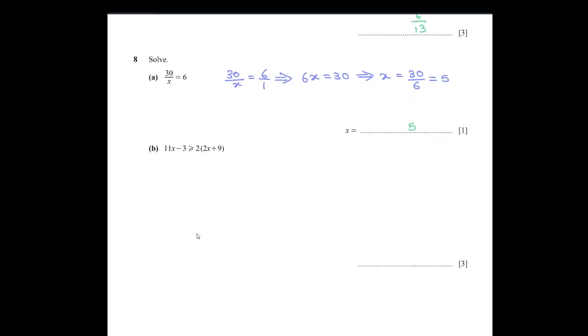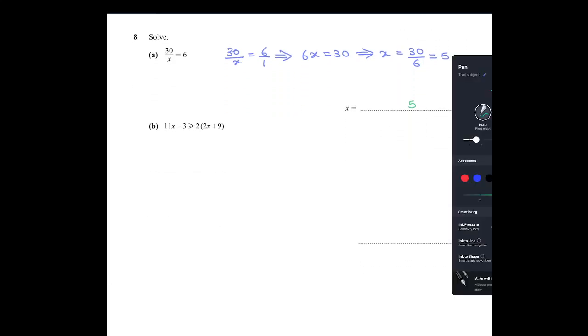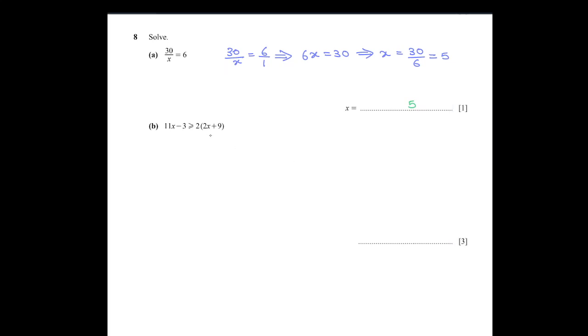Question number B. Inequality. 11x minus 3 is greater than or equal to 2 into (2x plus 9). Now whenever you are doing an inequality, you will consider it as an equality and do it the same way. So first you see that on the right hand side there is a bracket, you have to simplify it first. So 11x minus 3 is greater than or equal to 2 into 2x is 4x, then 2 into 9 is 18. Now bring the x terms to the left hand side and constants to the right hand side. 11x is already there, and bring 4x to the left hand side.